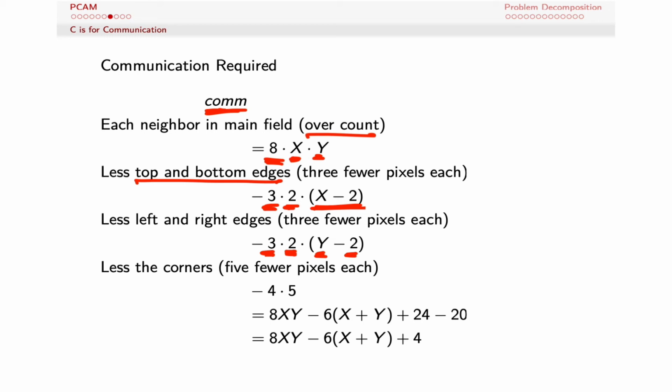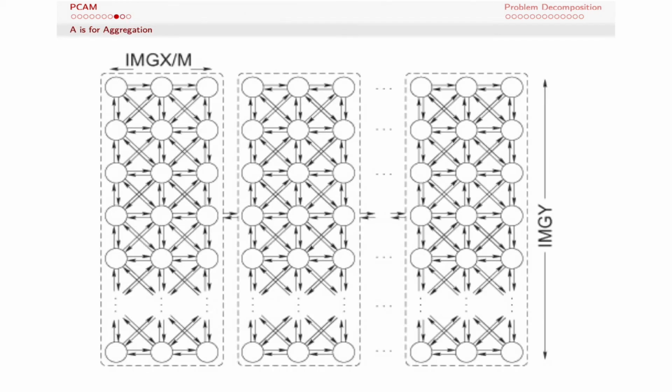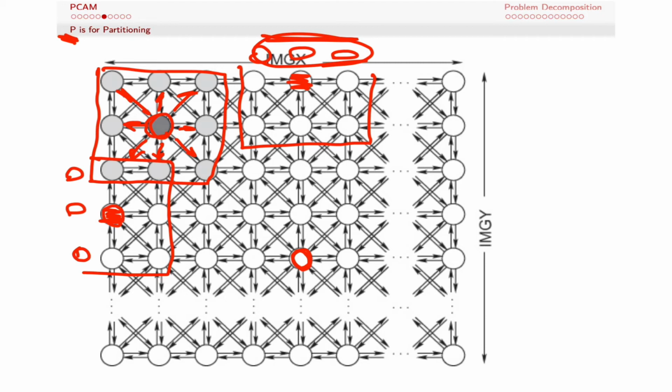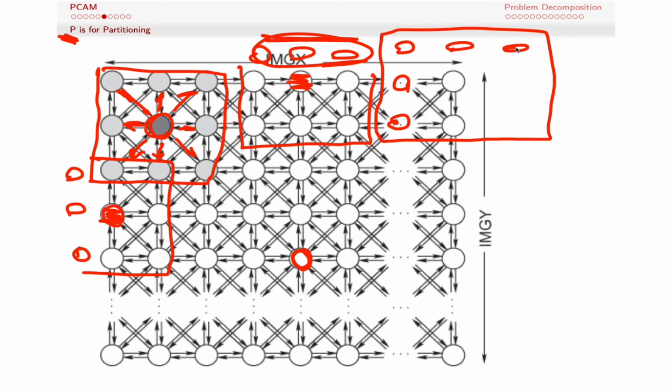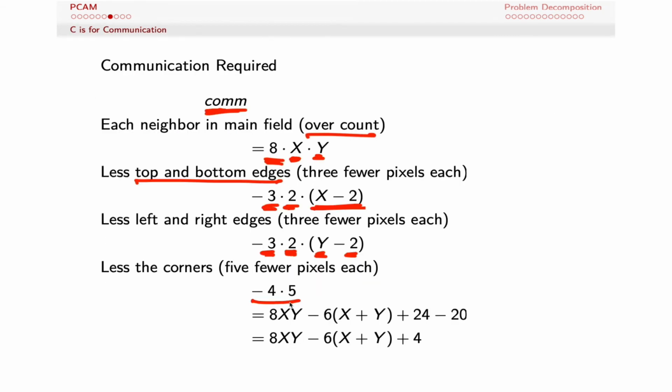And then finally, we need to deal with the corners themselves. So if I go back to this illustration, let me put in some more pixels here so that I have a corner to deal with. The corner calculation would be able to get by without communicating with these 5 processors that are outside the bounds of the image. So it's only got to communicate with 3 in this case. So we're going to subtract off these 5 times the 4 corners. And that's what we get here, minus 4 times 5. And if you do the algebra, you end up with this expression for our communication.